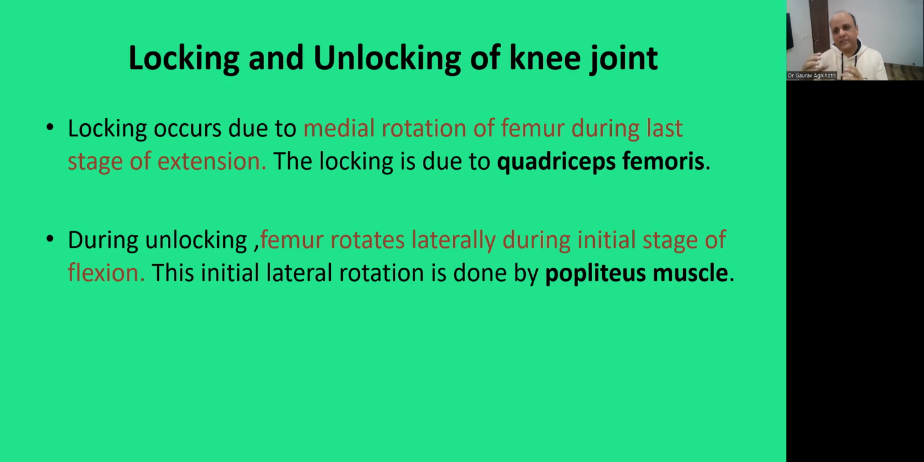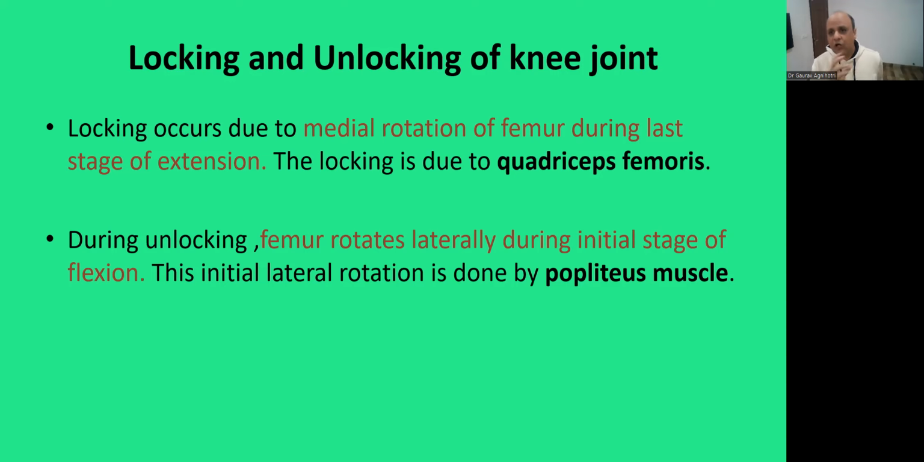So lateral condyle is used up in extension, but medial condyle, some part of it is still remaining. So what happens is that for better adaptation on the medial aspect, during the last stage of extension, medial rotation of femur takes place on the tibia. And this medial rotation of femur which takes place on the tibia is due to the action of quadriceps femoris muscle, which is called the locking muscle of the knee joint.